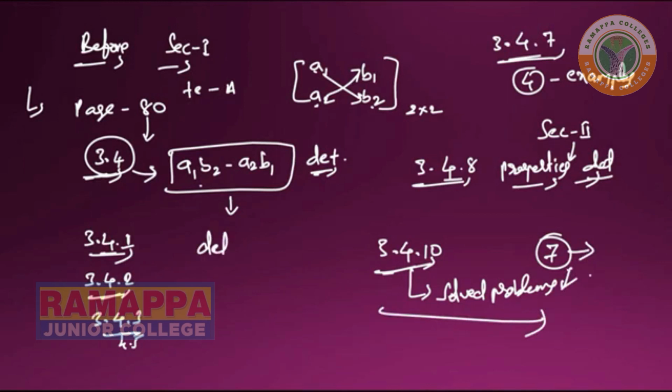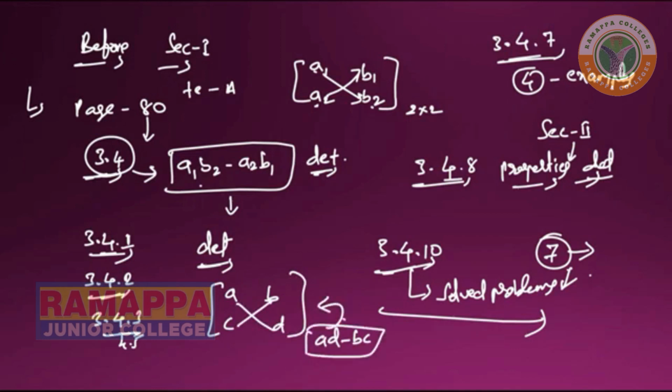First we will find the determinant. In the case of a matrix with entries a, b, c, d, ad minus bc is the determinant of the given matrix. Now we'll start with section 1 here.